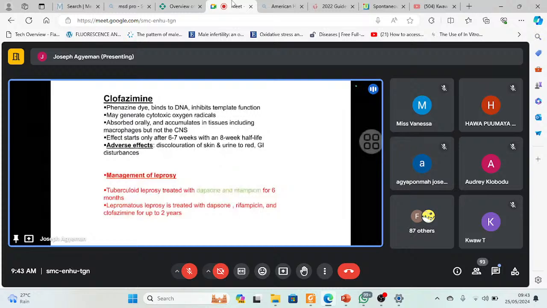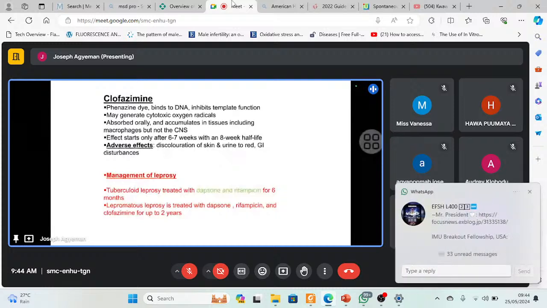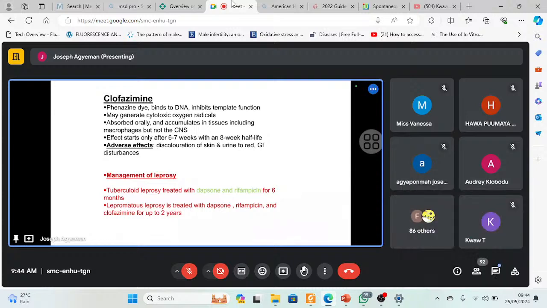The other one is clofazimine. This drug is also part of the second-line agents in TB management. It's a phenazine. It binds to DNA and inhibits its function, and therefore it kills the organism. It mainly acts by generating oxygen radicals. So the radicals will inactivate the DNA. It's also well absorbed orally, accumulates well in tissues, including even macrophages, but it doesn't get to the CNS, probably because of poor BBB penetration.